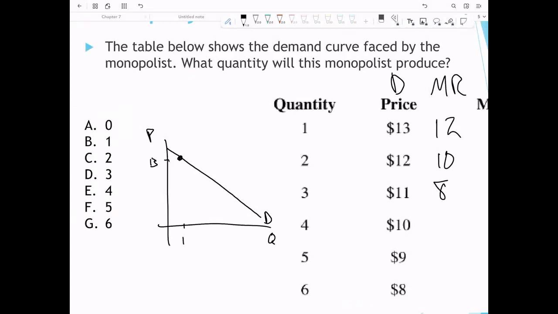Okay, so the marginal revenue curve is saying, okay, at a quantity of 0.5, our price is 13. At a quantity of 2, our price is 12. But for the marginal revenue curve, at a quantity of 1, the price is 12 because the slope is twice as steep. Okay.